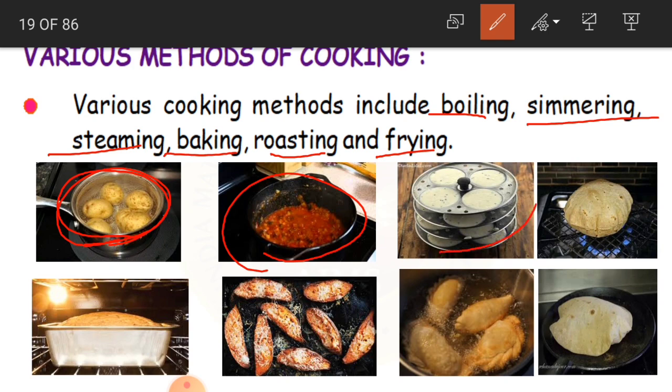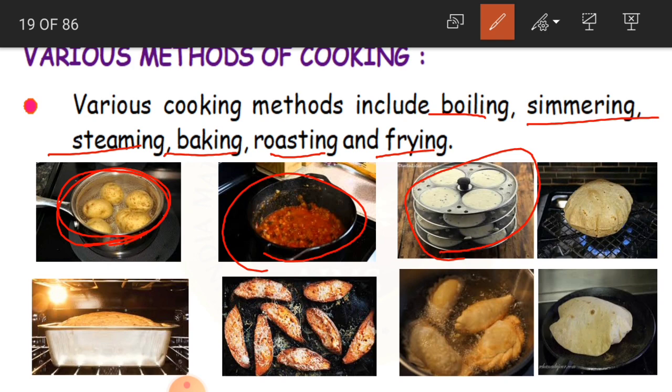And now steaming. Have you seen here? What is it? Idlis. By which method did we prepare them? By the method of steaming. First you take a big container and add a little water. Then you place the idli stand, which is filled with the idli batter, inside the container, and after 15 or 20 minutes you get the idlis prepared.